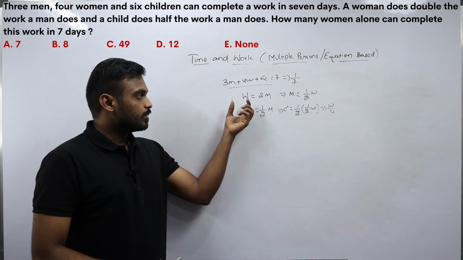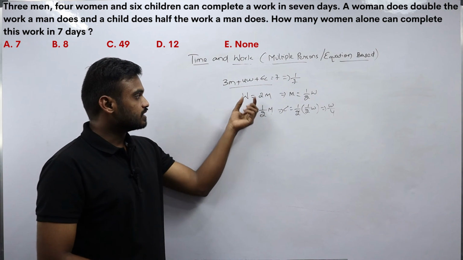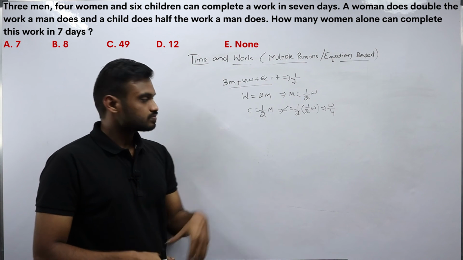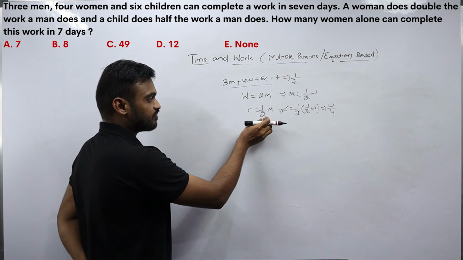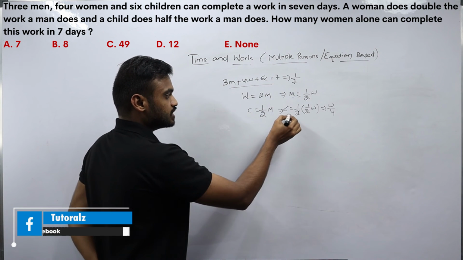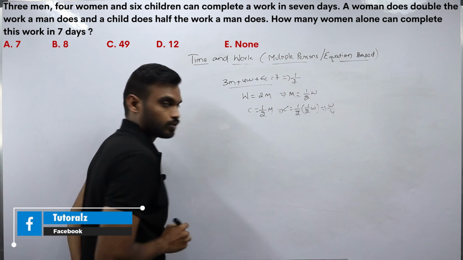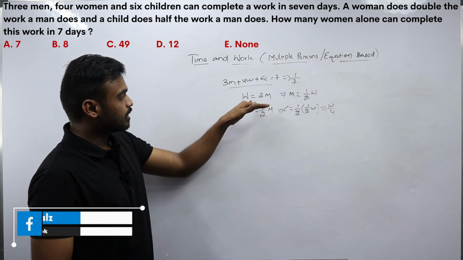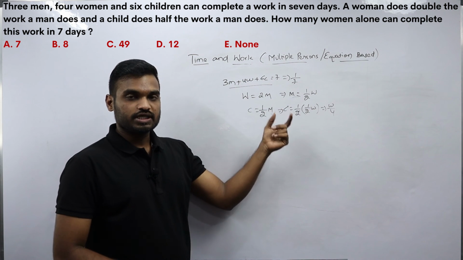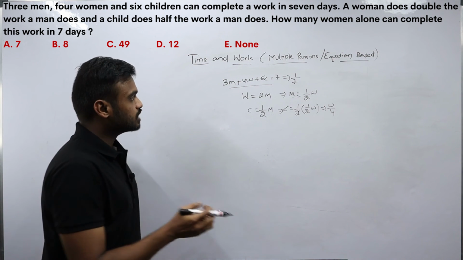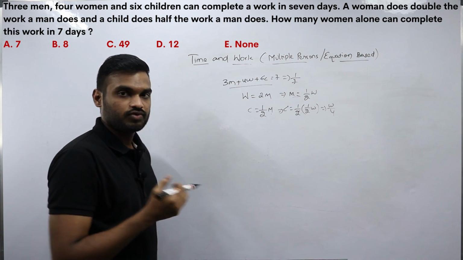See, woman does double the work of a man, so we can write W equal to 2M, and also men equal to half women. And also a child does half of the work of a man. So if I substitute this value of M here, I will get C equal to 1 by 4 women, or W by 4. Now I have converted men into women and also child into women. So we can substitute all these women values in the equation so that I can come to know the total time taken for women to complete the work.